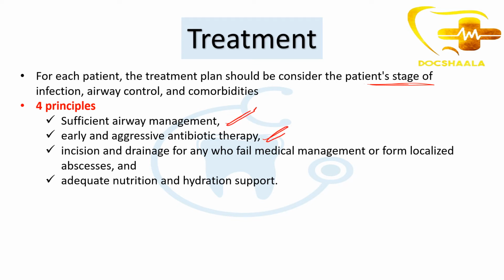early and aggressive antibiotic therapy is required, and incision and drainage for anyone who fails medical management or forms a localized abscess. Incision and drainage is very important. Adequate nutrition and hydration support is also required. Airway management, antibiotic therapy and incision and drainage are the key things that save life in a patient of Ludwig's angina.